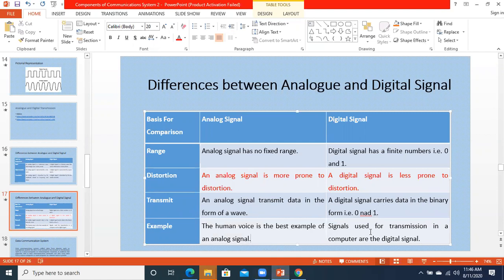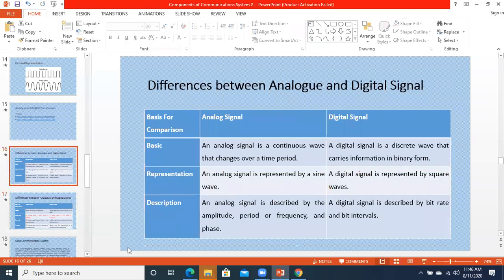An example of a digital signal is the signal sent from a computer keyboard to the computer system or the CPU. It is in the form of zeros and ones, so it is an example of a digital signal.